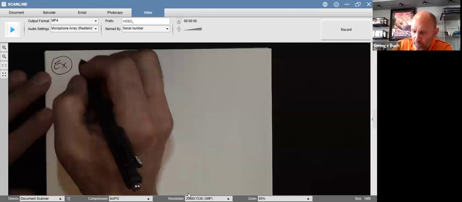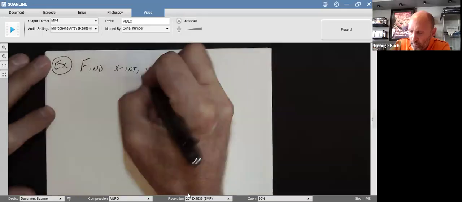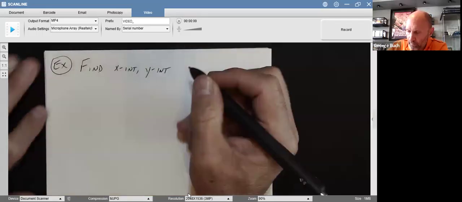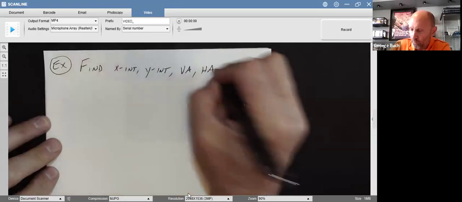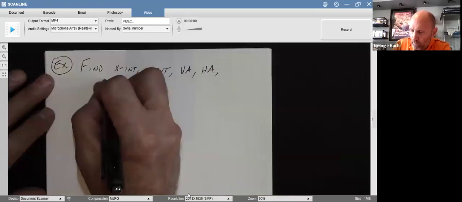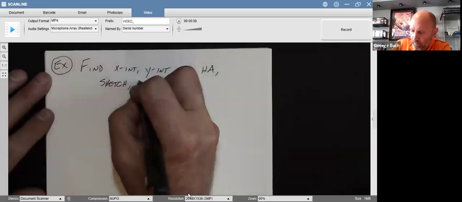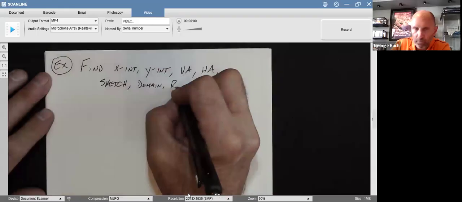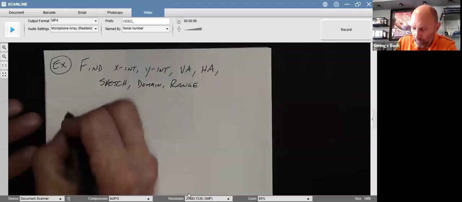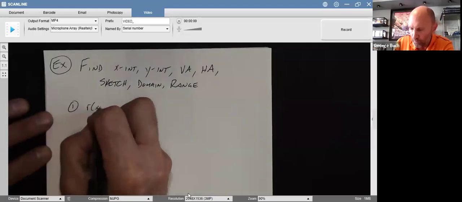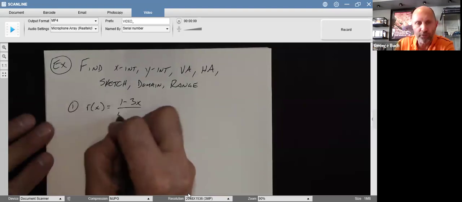All right, so we want to find the x-intercept, the y-intercept, the vertical asymptotes, the horizontal asymptotes. We want to sketch and then find the domain and range. So a lot going on here. The first one, r of x is equal to 1 minus 3x over 4x plus 8.